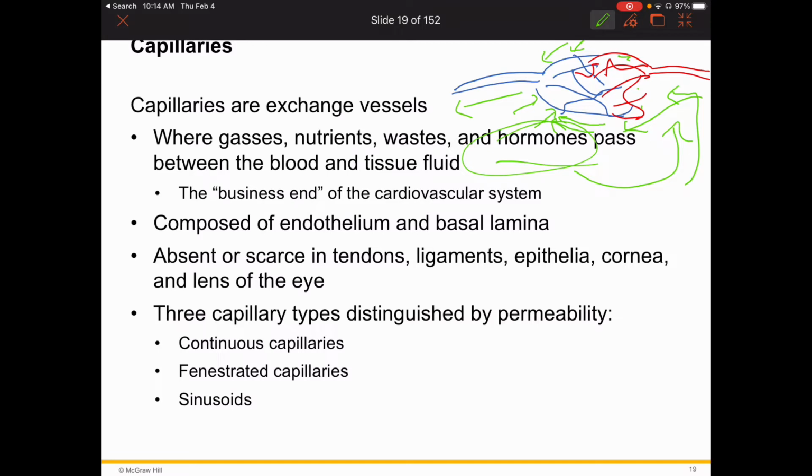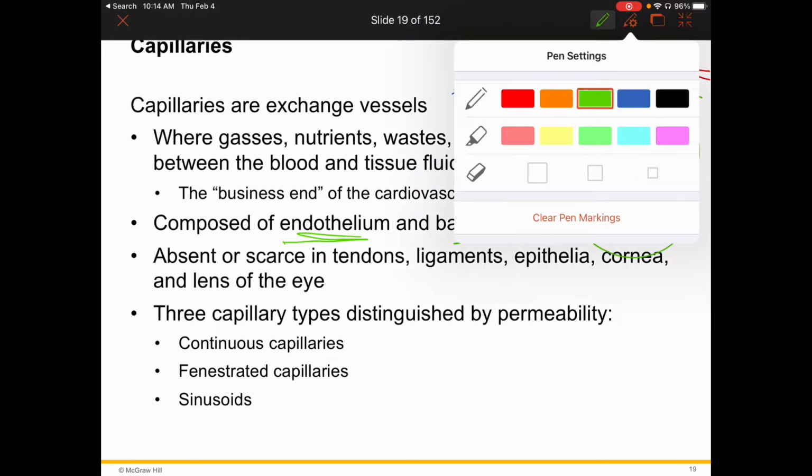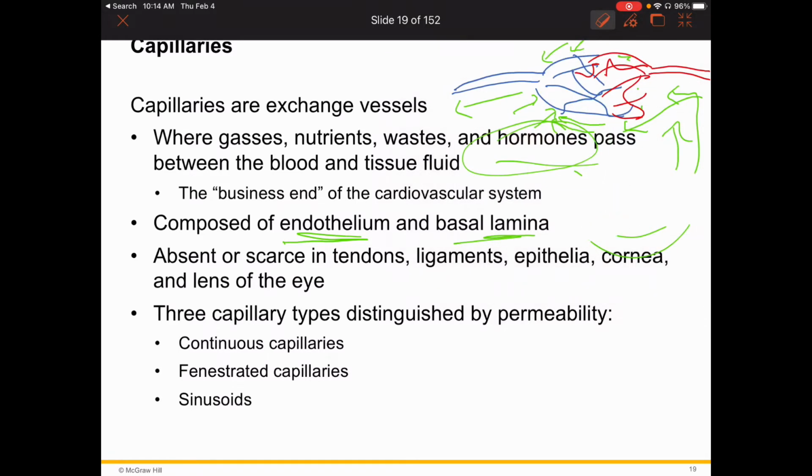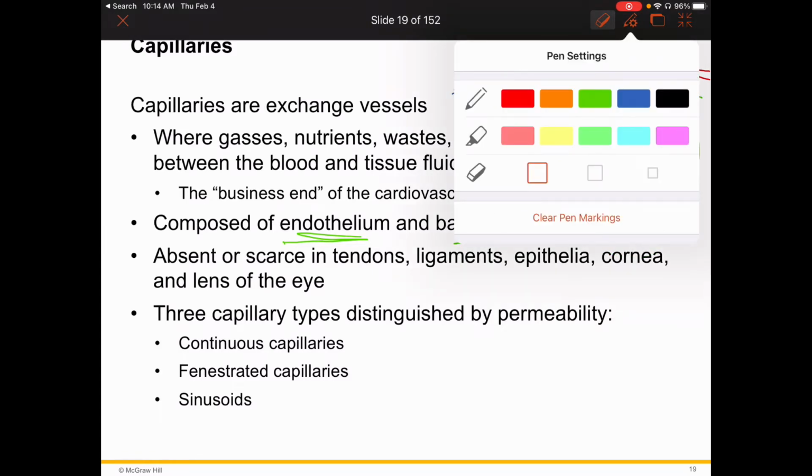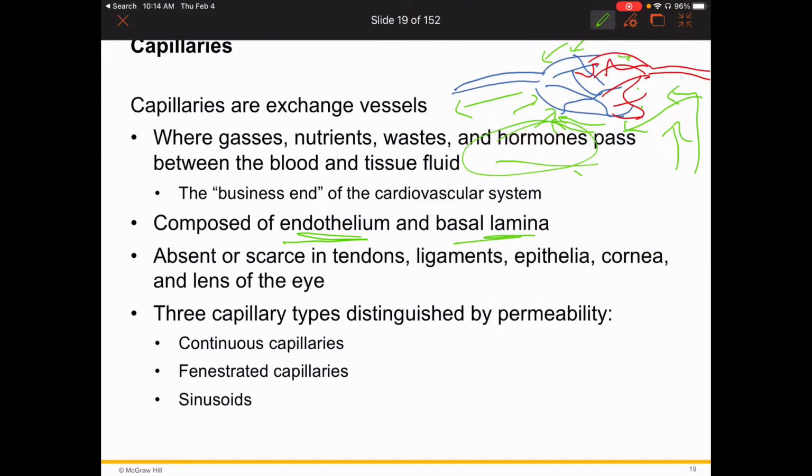So it's composed mainly of endothelium and basal lamina, meaning they're super thin. And so we saw these tunicas when we were talking about the larger vessels. Yeah, we're not going to see tunicas really in the same way when we talk about the capillaries. I'm going to show you why.